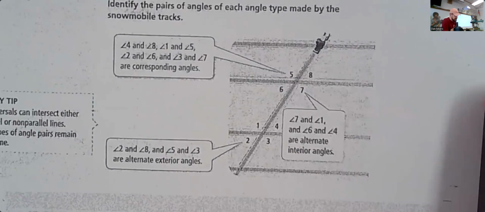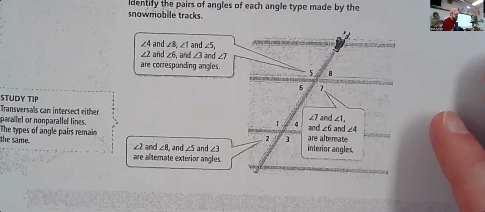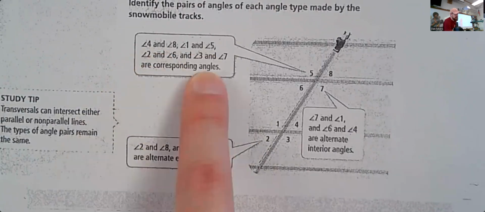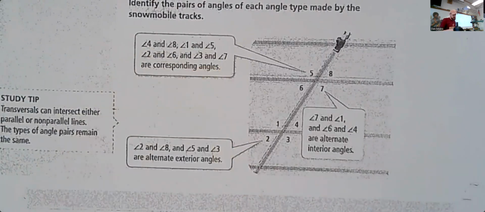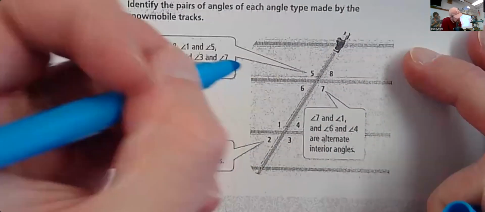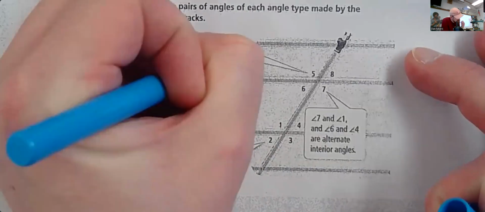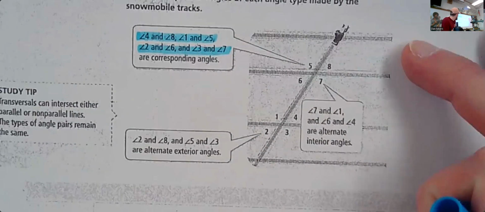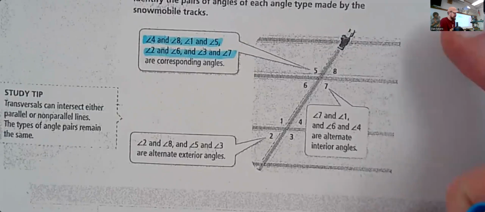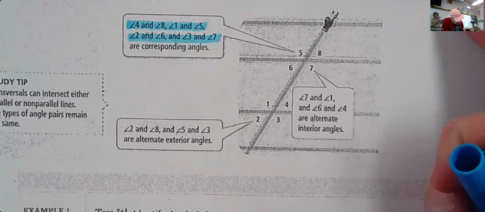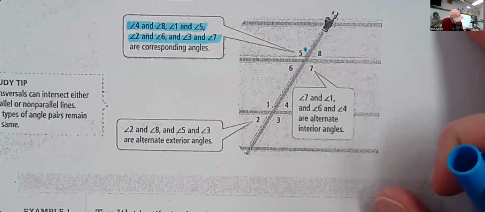And so what it's showing here is that angles 4 and 8, 1 and 5, 2 and 6, and 3 and 7 are called corresponding angles. All right, so 4 and 8, 1 and 5. I'm going to do some highlighting in blue for these ones. And I'm going to do different colors for different letters as well. If you have highlighters, feel free to follow along with this. Colors are always a nice way to identify some things.